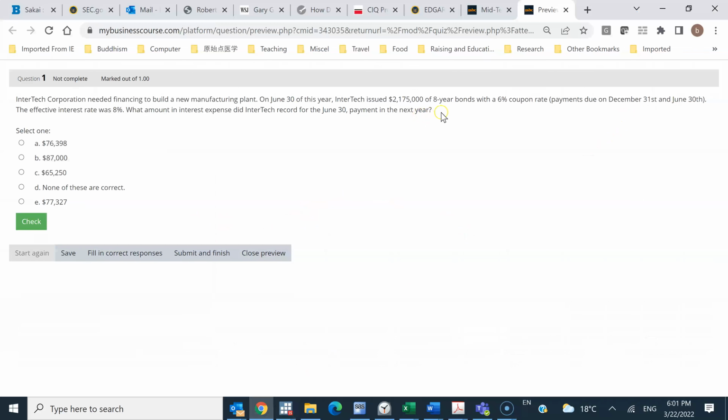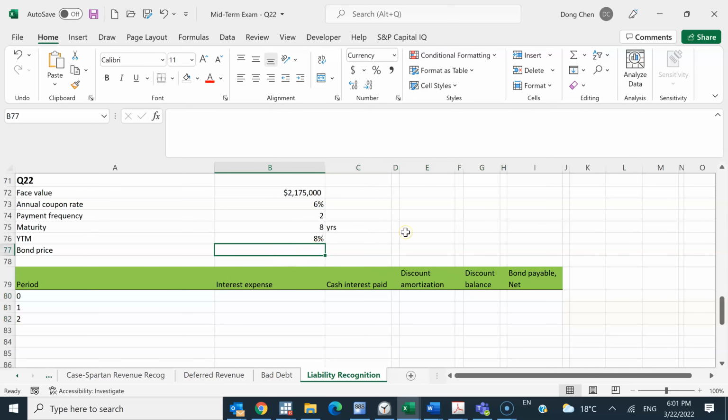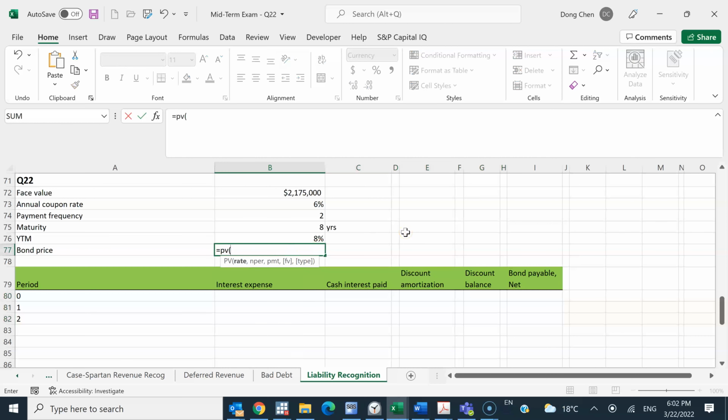I just put the numbers into my worksheet, and the YTM, which is the effective interest rate, was 8%. So the first task is to figure out the price, right? We can use the PV function, or we can use the price function. But if you use the price function, we need to set the settlement date and the maturity date.